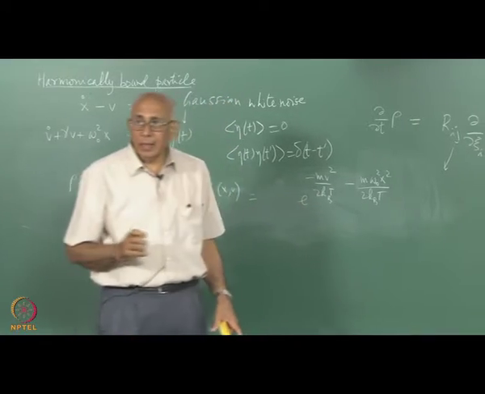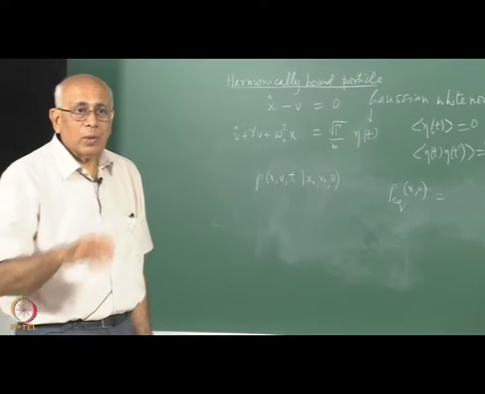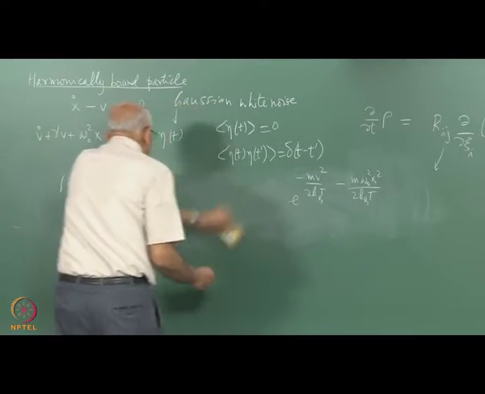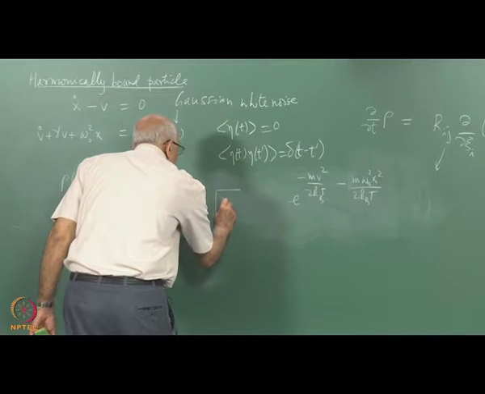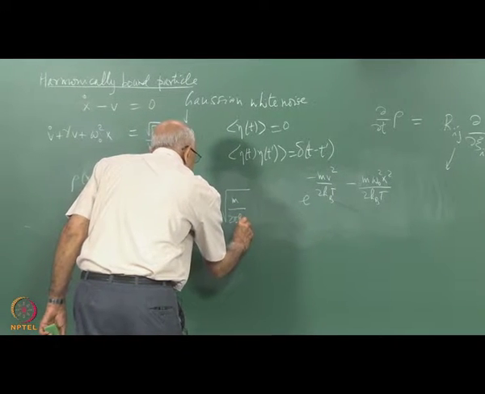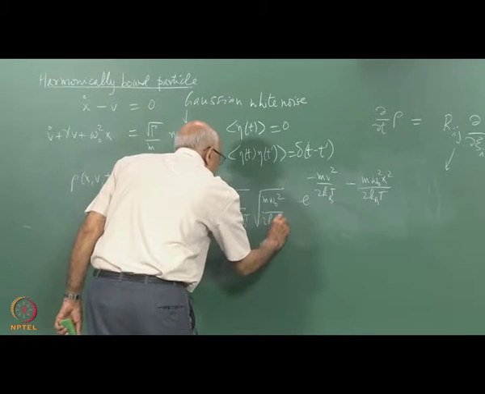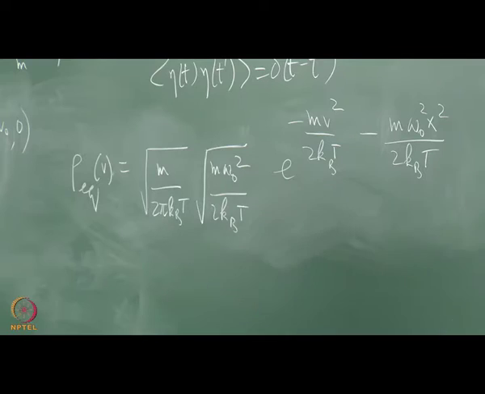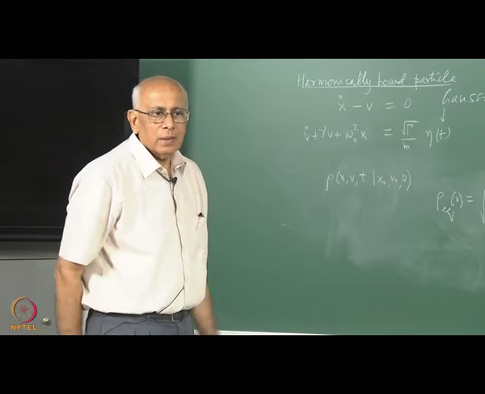E to the minus a x squared, where a is a positive constant, if you integrate you end up with square root of pi over a, so square root of a over pi is the normalization. So this thing here is equal to square root of m over 2 pi k Boltzmann T times square root of m omega naught squared over 2 pi k Boltzmann T. This is the normalized distribution such that if you integrate over x and v, you are going to get unity. So the distribution factors into a Gaussian in x and a Gaussian in v, velocity.